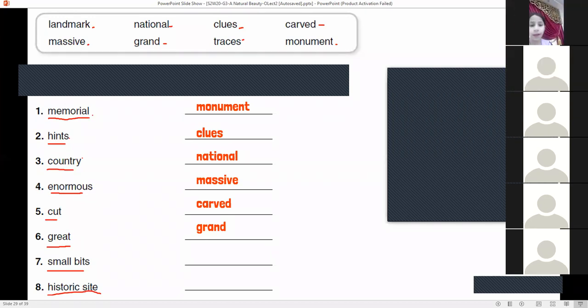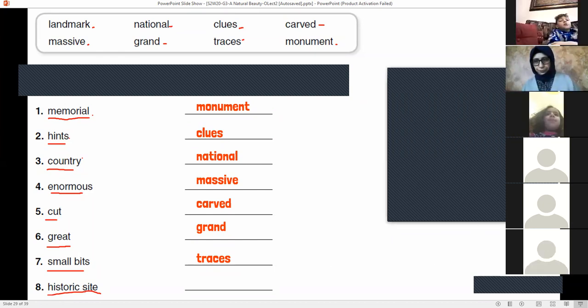Traces. Yes. Traces. Small bits means traces. Bravo. Okay, the last one, because I've seen Fatima Bitar, she was taking lots of notes. Fatima, can you do number 8 for me? Oh, I still have some students. Yalla, Fatima Bitar.